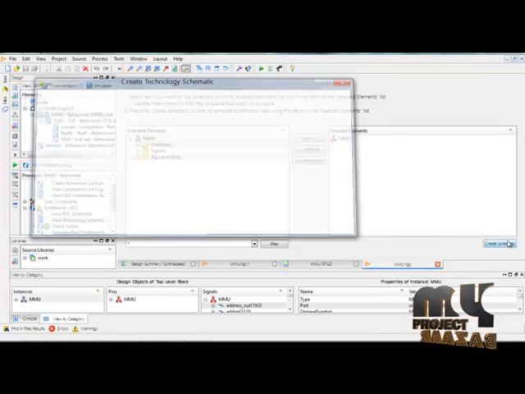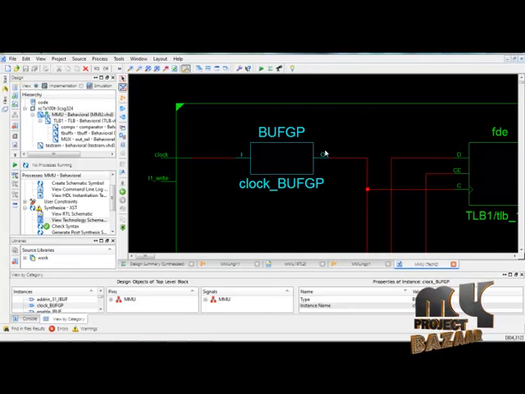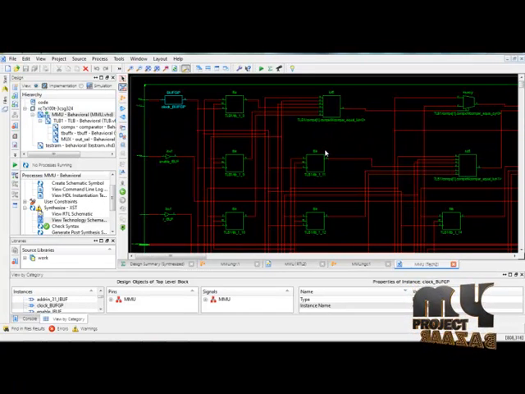We can view the technology schematic by running view technology schematic. We click add and click create schematic. We can view the internal circuit of the technology. This will display the LUTs and flip-flop structure of our proposed work.